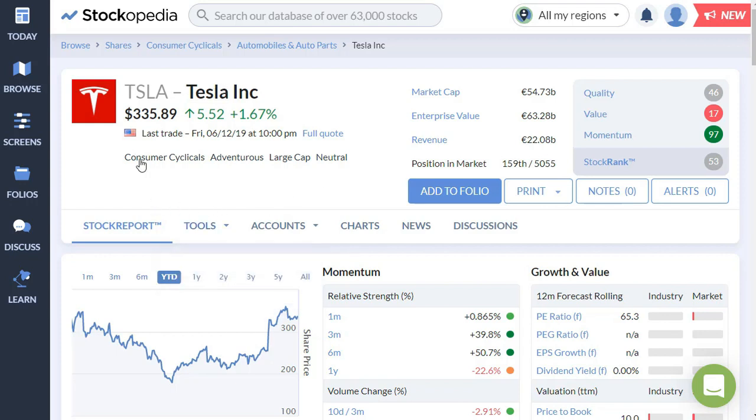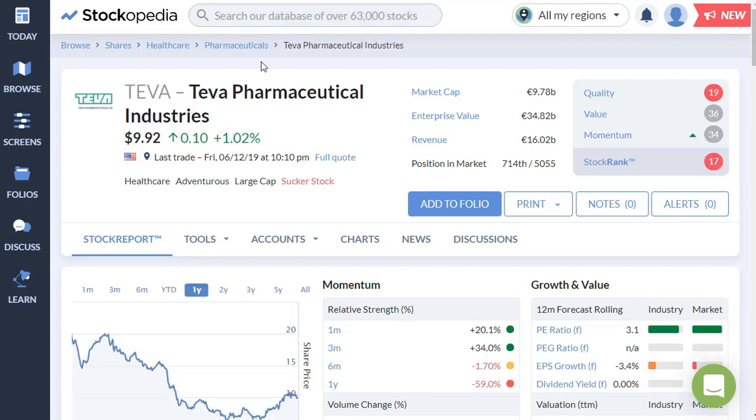You can also see here at Tesla that it is a consumer cyclical, but let's have a go at another company. Here we take Teva Pharmaceutical. A lot of people in Denmark have this stock because they got a Danish CEO. You can see that the quality is really terrible, the value is not amazing, and the momentum is not amazing, so the stock rank is very low. That doesn't mean it can't go up. It just means that if you're buying a stock and you're planning on holding it for a year or 2 years or 10 years, then you might want to look for something with more quality.